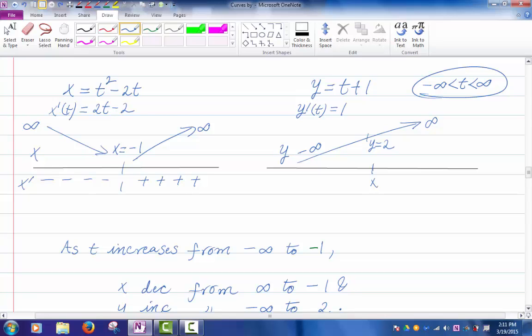Now I have to think about how it is increasing. When t is negative and large, y is negative and large. So it's coming from negative infinity. And when t is large and positive, so is y. So y is increasing from negative infinity to positive infinity, right? It's always increasing. Is everybody okay? So as t progresses from negative infinity to positive infinity, y is increasing from negative infinity to positive infinity.